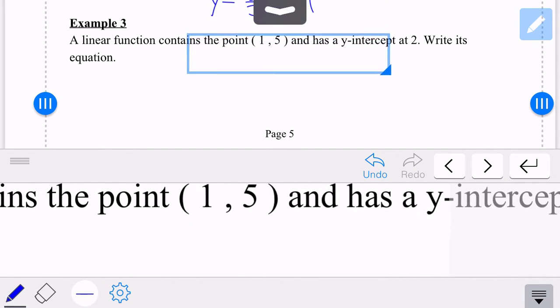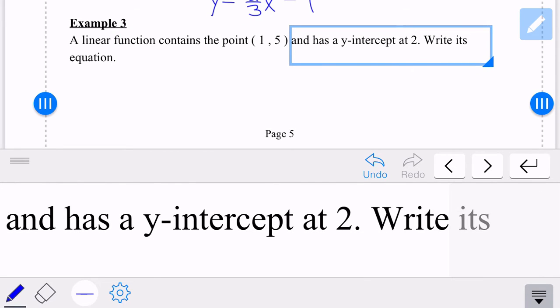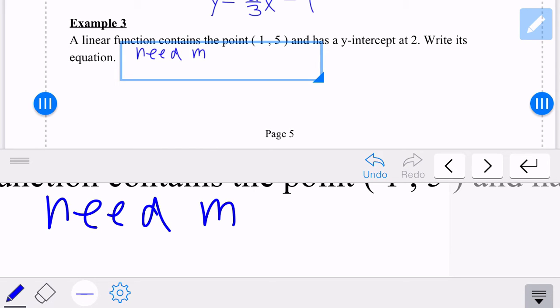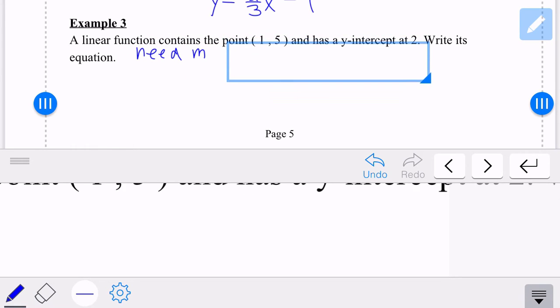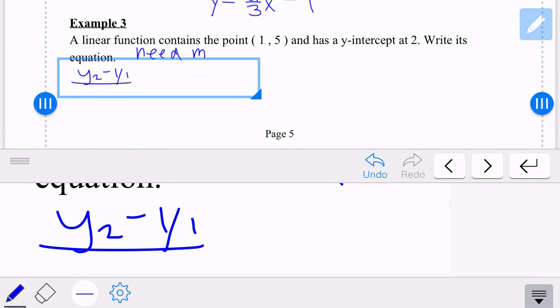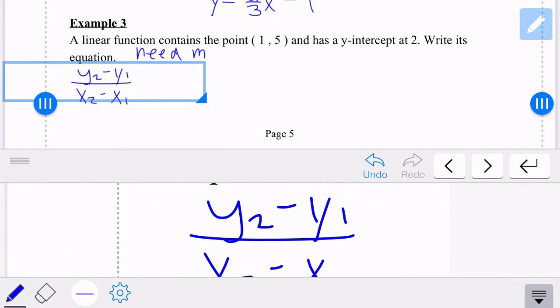All right, this example is a little bit different because we've got a point, (1, 5), and the y-intercept at 2. So we don't have the slope. We need m. How do we find m? Well, before, if we had a graph, we did rise over run, or with two points, we had y2 minus y1 over x2 minus x1. Let's put that down here for us. That's our m.